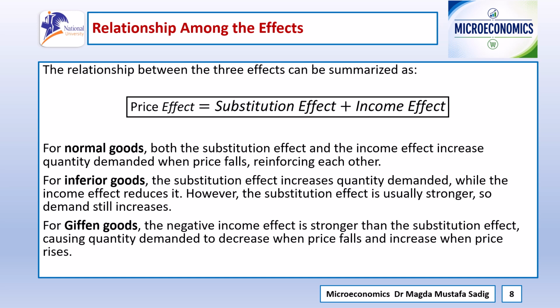For Giffen goods, the substitution effect still encourages consumers to buy more. However, the negative income effect is even larger. As a result, overall demand decreases when price falls. This creates the famous upward sloping demand curve for Giffen goods. Although Giffen goods are rare, they are important because they illustrate that consumer behavior can sometimes differ from the normal law of demand.